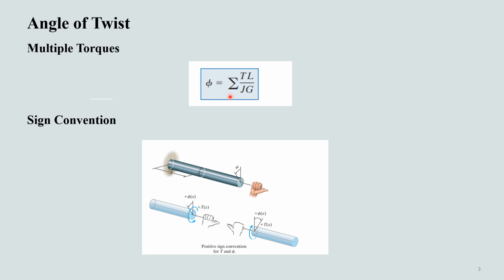Now, in order to apply this equation, we must develop a sign convention for both the internal torque and the angle of twist of one end of the shaft with respect to the other end. To do this, we will use a right hand rule, whereby both the torque and the angle of twist will be positive, provided the thumb is directed outward from the shaft when the fingers curl to give the tendency for rotation.